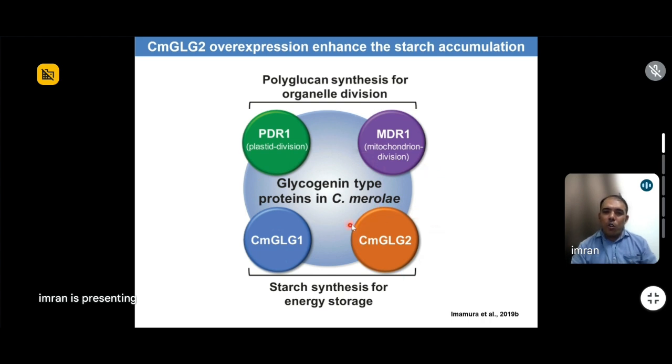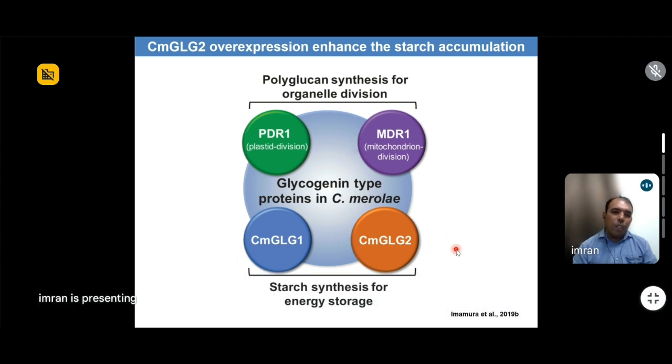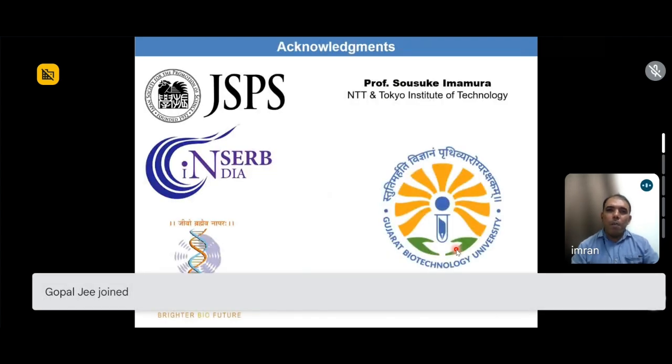So still we don't know what might be the regulator of the CMGLG2, and we have recently initiated some work on it, on what might be the regulator for this and how it is contributing to the glycogen accumulation in the cell, and whether we can overexpress both these proteins in the cell to make a powerful strain which accumulates a very high amount of starch, so that we can convert this starch into bioethanol, or maybe we can produce some industrially relevant product out of it. So I think that's all from my side.